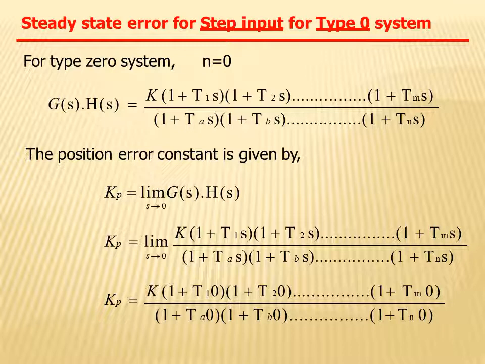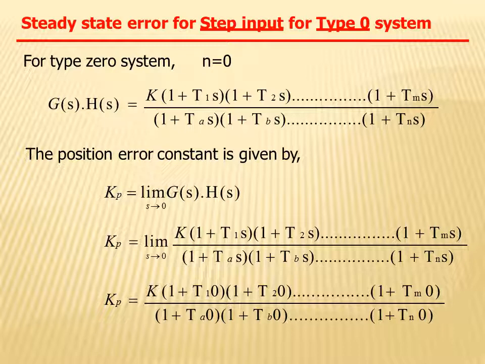Steady state error for step input for type 0 system. So for type 0 system N is equal to 0, and S raised to 0 is equal to 1. So you will not observe the separate S term in the denominator. So here G(S)H(S) is equal to K(1 + T1S)(1 + T2S) up to (1 + TMS) divided by (1 + TAS)(1 + TBS) up to (1 + TNS).